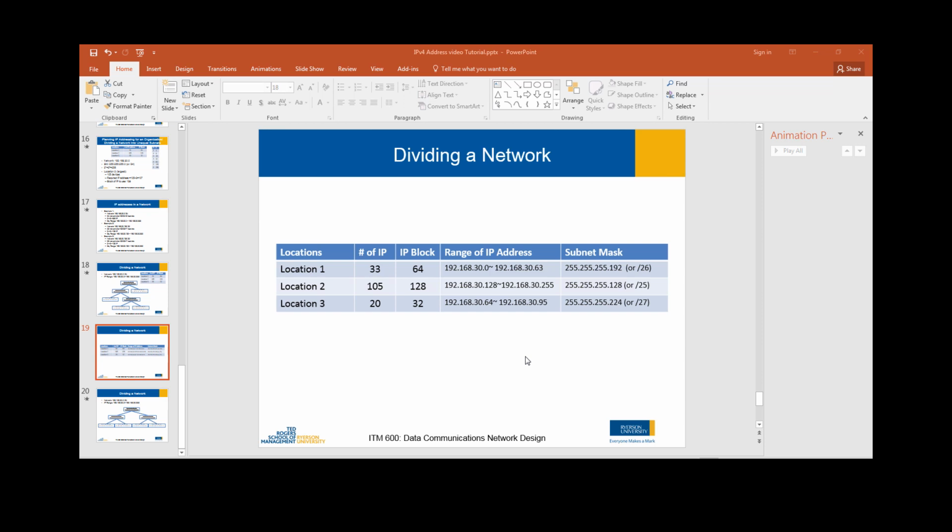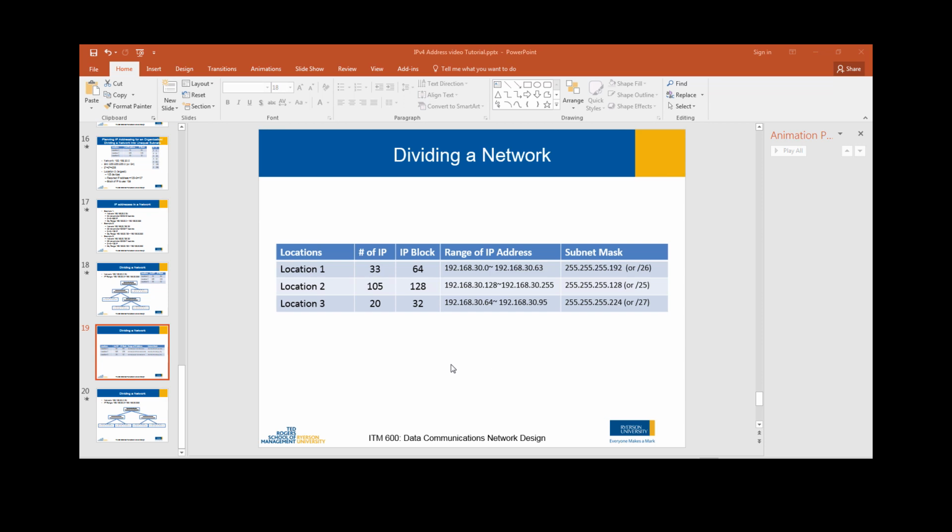For location 2, we assigned the IP range starting from 192.168.30.128 and going up to 192.168.30.255. For location 3, we assigned the IP range starting from 192.168.30.64 and going up to 192.168.30.95. The subnet mask for location 1 was /26, which is the same as 255.255.255.192. For location 2, the subnet mask was /25, which is the same as 255.255.255.128. And for location 3, we had the subnet mask of /27, which is the same as 255.255.255.224.